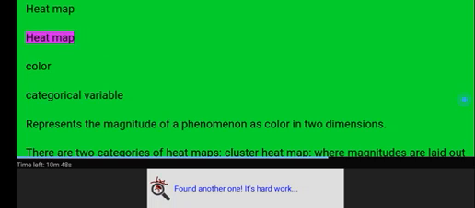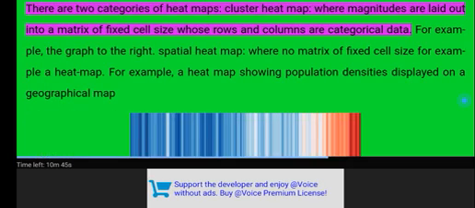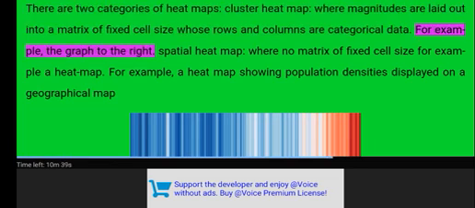Heat map. Color, categorical variable. Represents the magnitude of a phenomenon as color in two dimensions. There are two categories of heat maps. Cluster heat map, where magnitudes are laid out into a matrix of fixed cell size whose rows and columns are categorical data. For example, the graph to the right. Spatial heat map, where there is no matrix of fixed cell size. For example, a heat map showing population densities displayed on a geographical map.